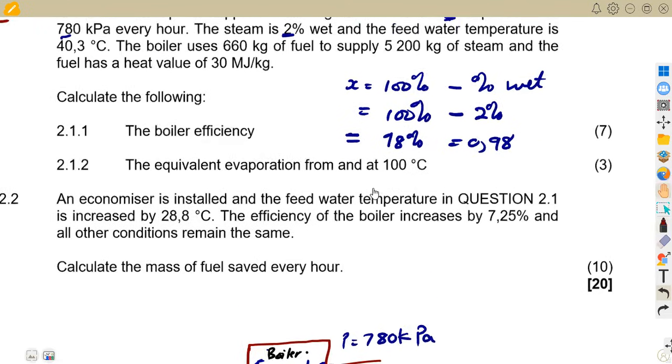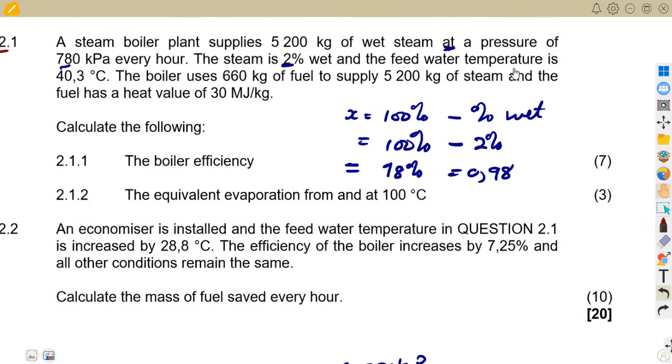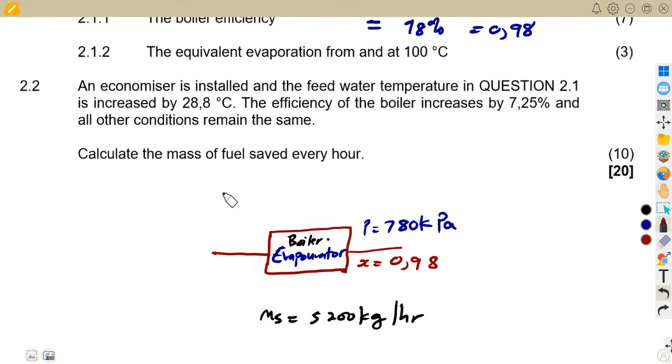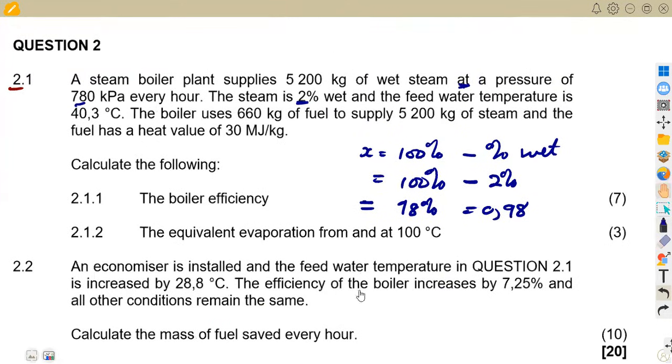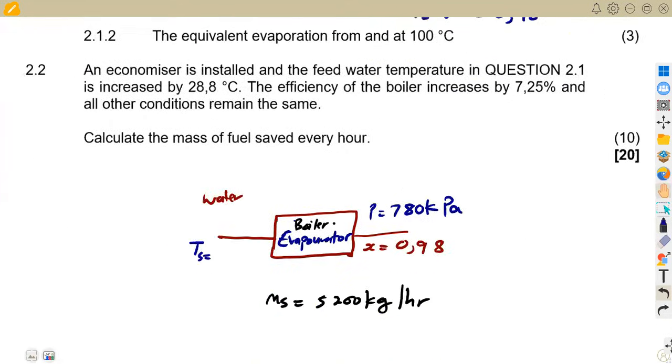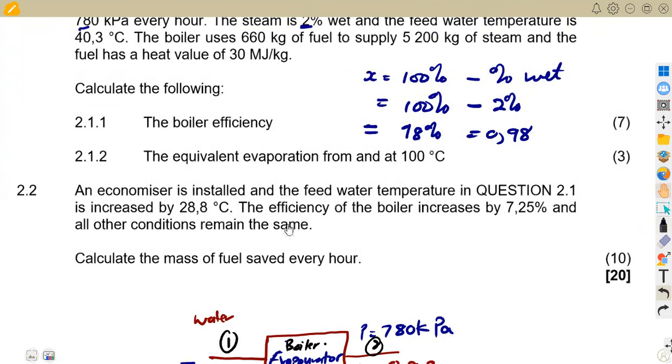And what else do we have? The feed water temperature. We are talking about the feed water now, this is our water at the entrance. We are given the temperature there. Sometimes they might not give you this temperature, but here we are given. So this is our Ts or T1, which is 40.3 degrees Celsius. We only have two parts of the diagram, the first part and the second part, so we can write it even as T1, which is fine. Ts is for the saturated temperature.